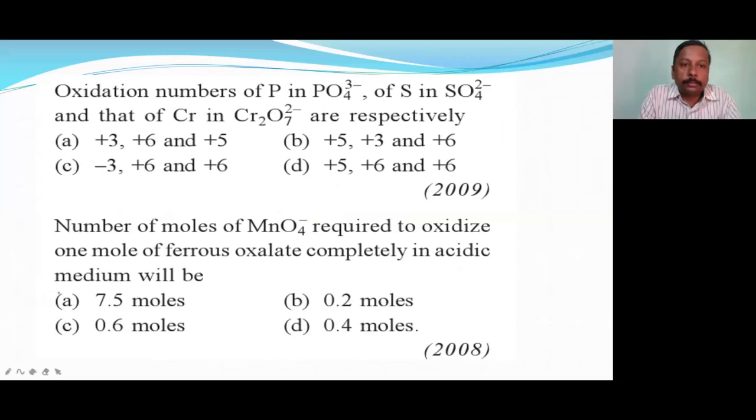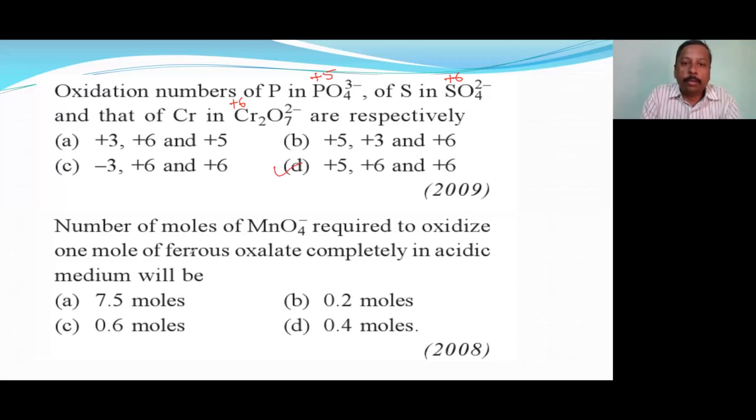and +6. Okay, oxidation numbers of PO4 3 minus. Here the phosphorus oxidation number in the PO4 will be +5. Sulfur in the SO4 2 negative will be +6. Chromium will be +6. So the answer will be D.